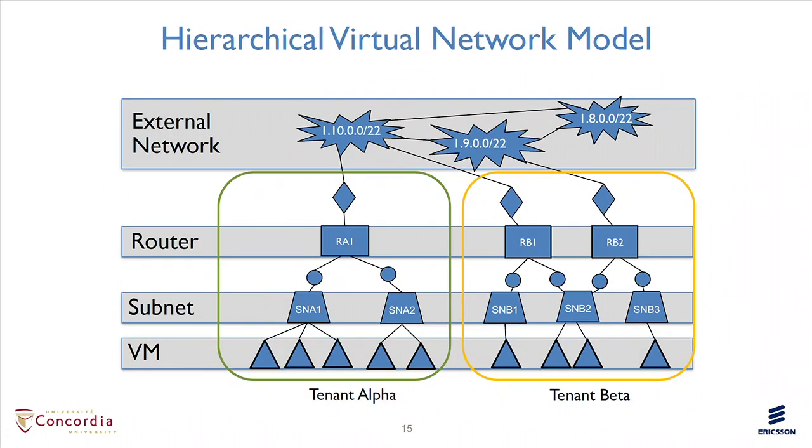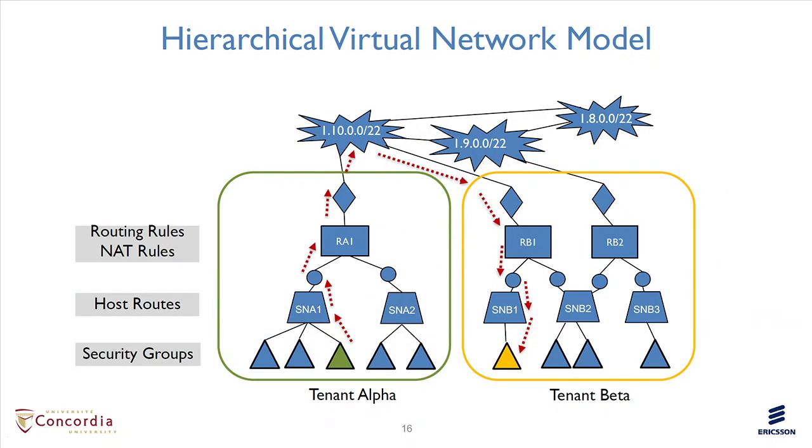In our hierarchical model, we identified different components of a virtual network, starting from external network, router gateways, routers, subnets, VMs, and so on. Also, we have identified different access control points or routing rule points in this model, so that when we want to check reachability between two VMs, we know where to check and what to check. So we know where the routing rules, NAT rules, and security groups are.